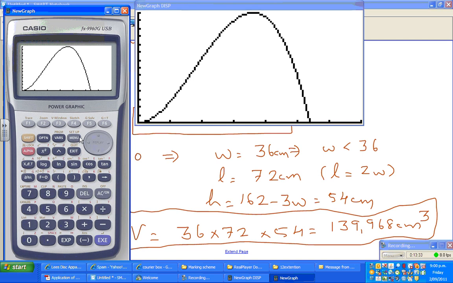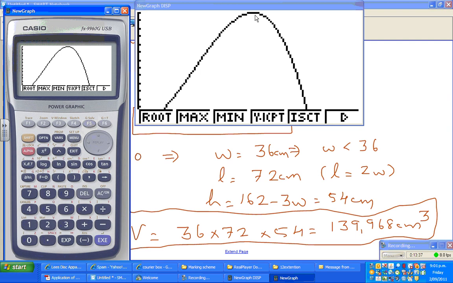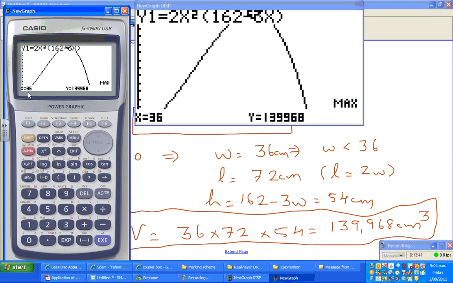So how do you check your answer? You go G-Solve, and I'm interested in this point, so you choose maximum, F2. So that's your answer. When x is 36, that is, your width is 36, you get the maximum volume of 139,968. That's how you can check your answer.